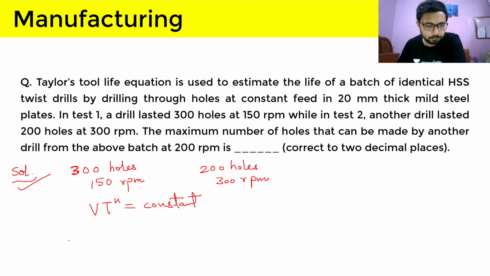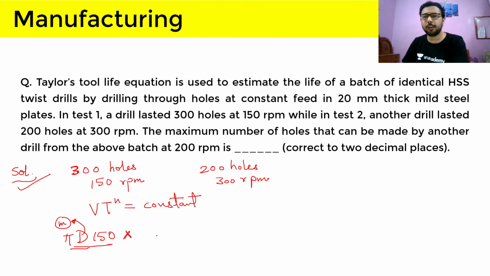Therefore, velocity will be pi, let's take diameter common, d n divided by, since we write velocity in meters per minute, we will not divide it by minute. Let's say that d is in meters, because no diameter of the drill is given. And to calculate time, we have to write the effective length of drilling divided by f into n.